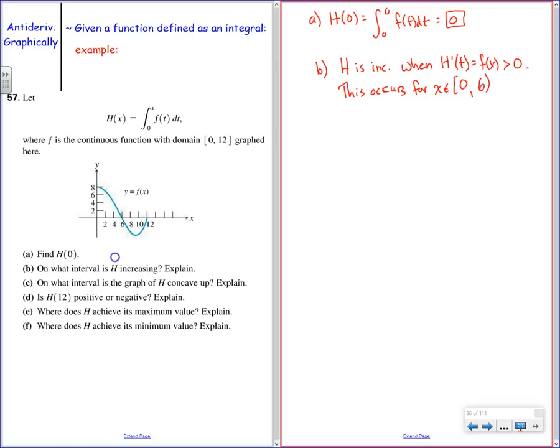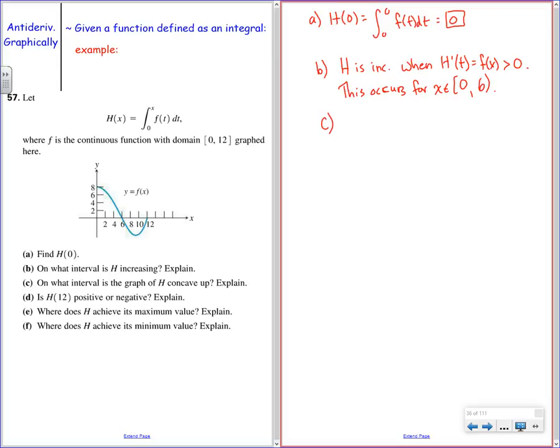Done. Why is it positive? I don't get it. Because f of 0 is 8, which is greater than 0. So it's increasing at 0. h is increasing at 0. The antiderivative.